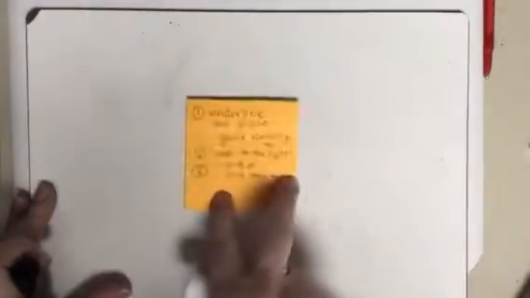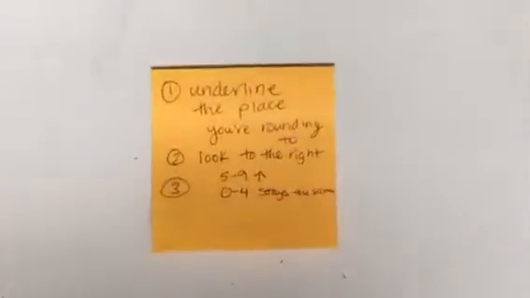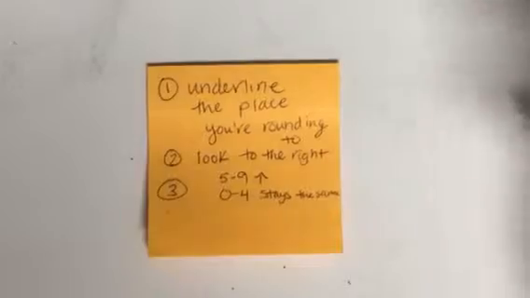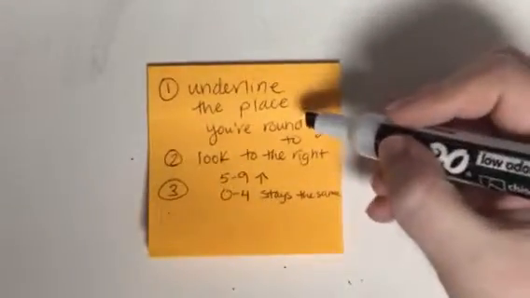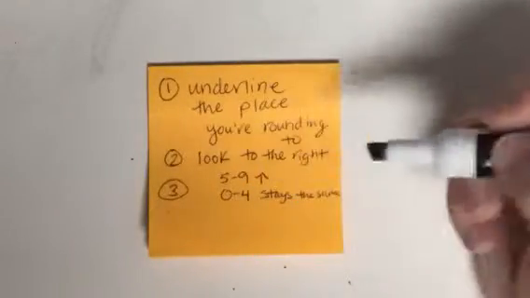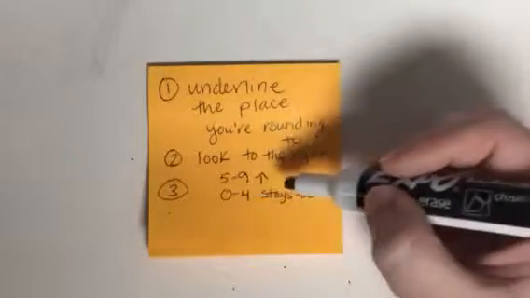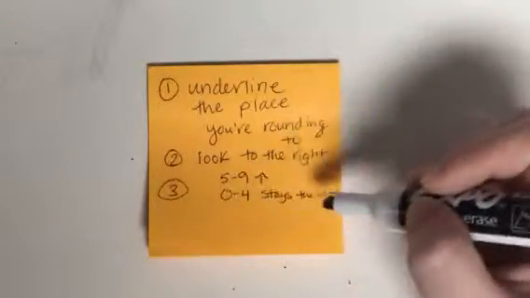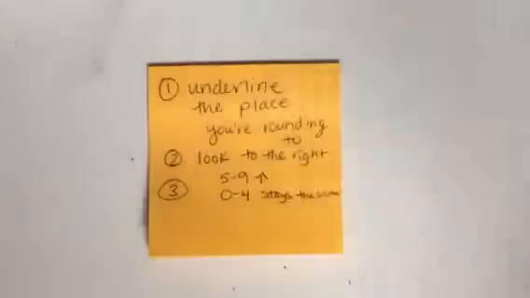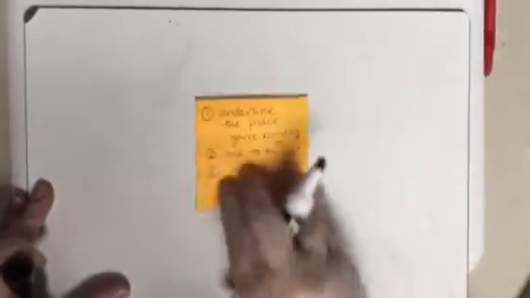Now generally there's a three-step process for rounding. I like to say first, underline the place that you're rounding to. Second, look to the right. Third, if it's 5 through 9, you round up, and if it's 0 through 4, it stays the same. Okay, let's use these steps in action.